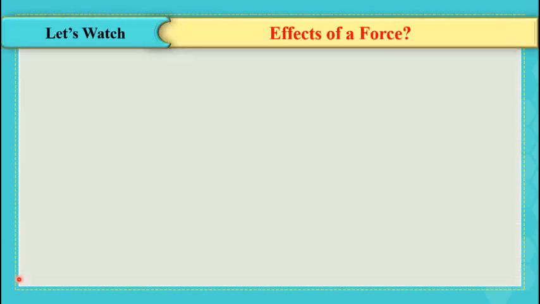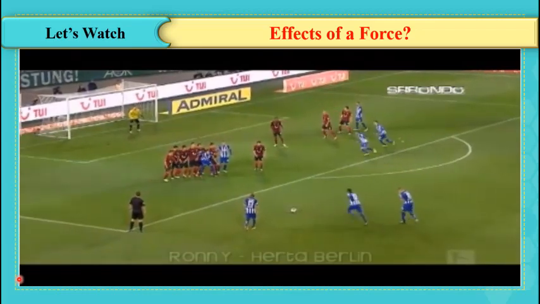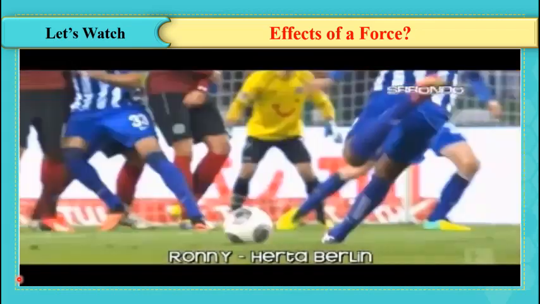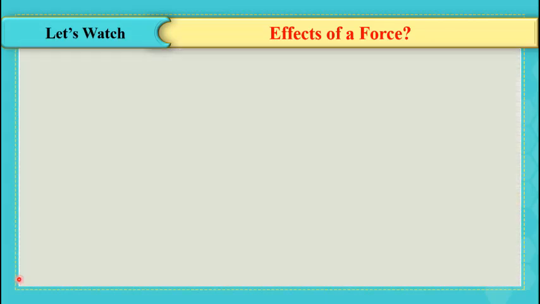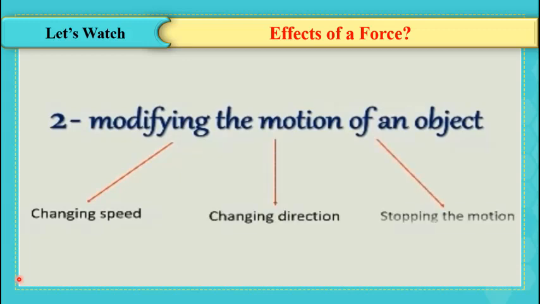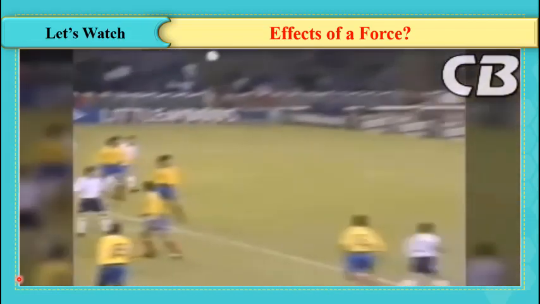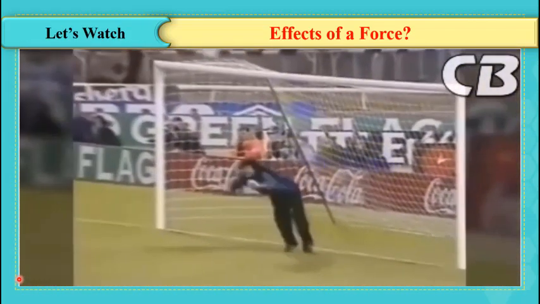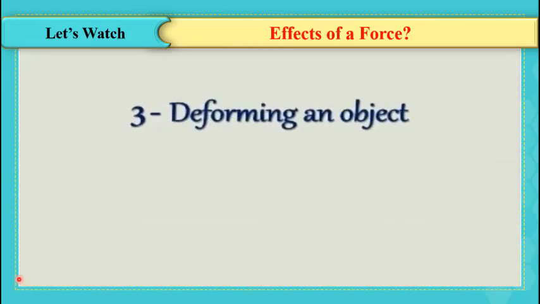So what are the effects of a force? Let's watch. A force may set an object in motion. For example, this ball is at rest, and the force exerted by the player on the ball set the ball in motion. Also, a force may modify the motion of an object, either by changing its speed, or changing its direction, or stopping the motion. Observe the force exerted by the goalkeeper on the ball. This force changes the direction of motion of the ball.